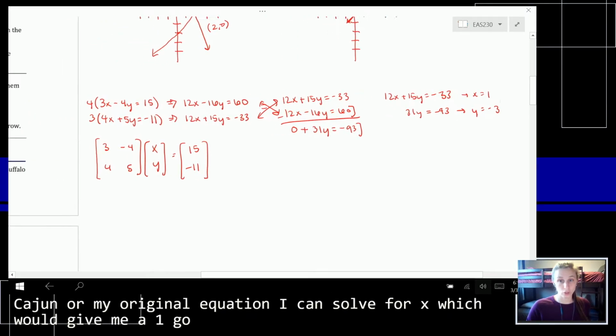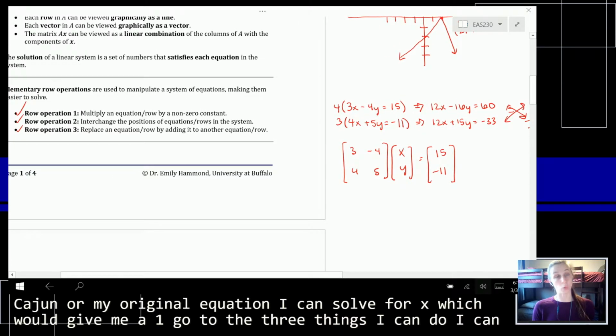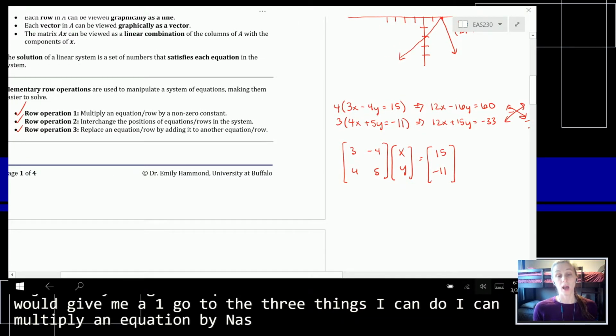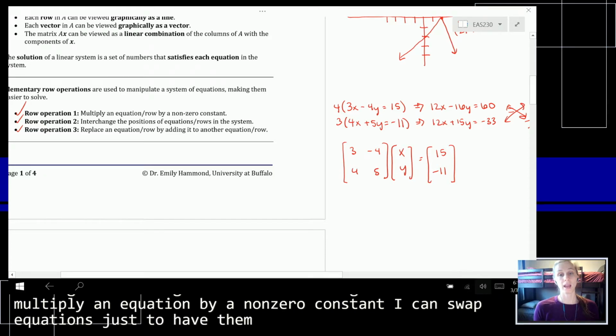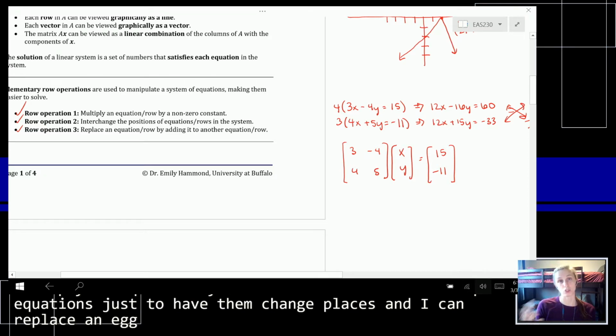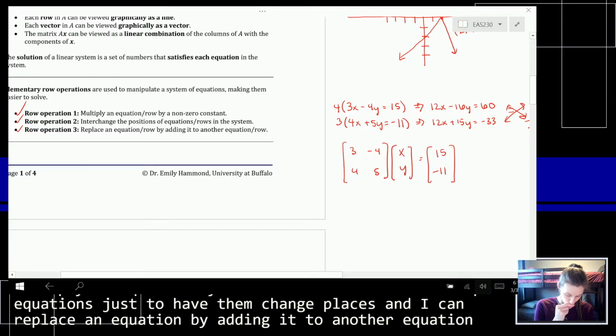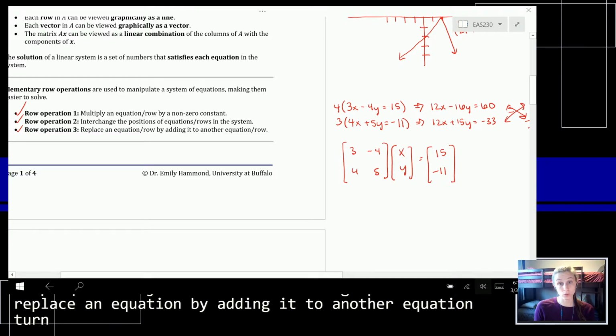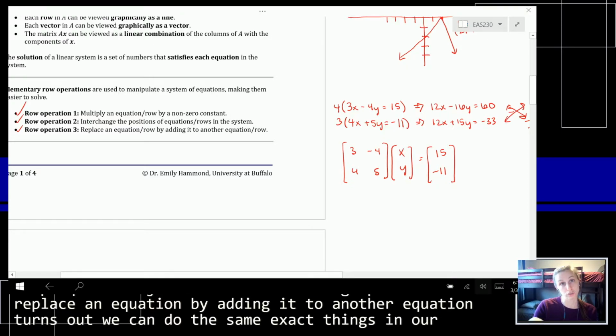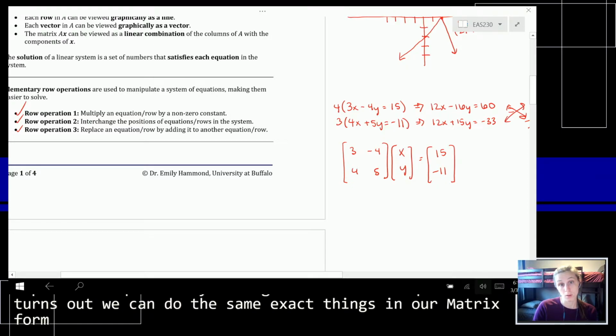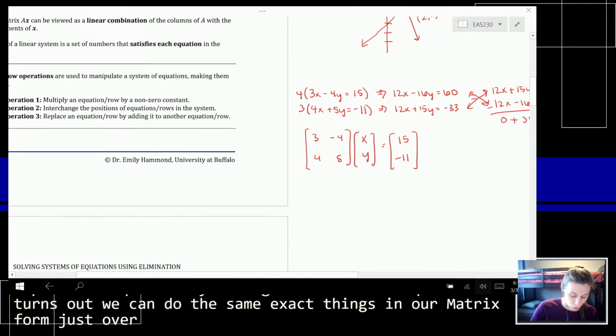Those are the three things I can do. I can multiply an equation by a non-zero constant, I can swap equations, just to have them change places, and I can replace an equation by adding it to another equation. Turns out, we can do the same exact things in our matrix form to solve our equations. So let me demonstrate it.